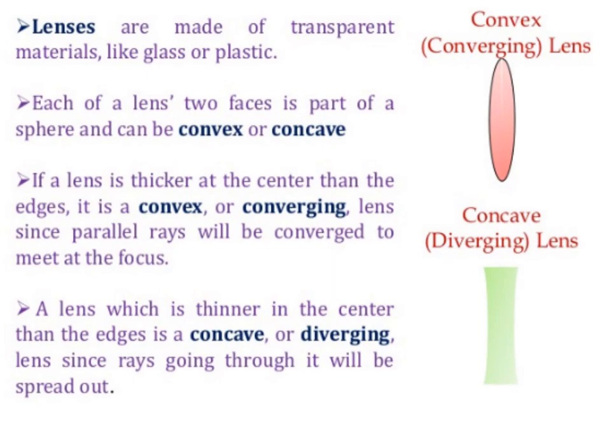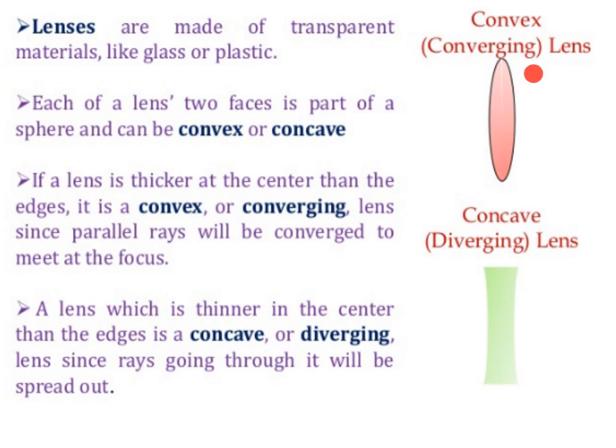So what is a lens? Lenses are made up of transparent material like glass or plastic. Each of the lens's two faces is part of a sphere and can be convex or concave. If a lens is thicker at the center than the edges, it is convex.